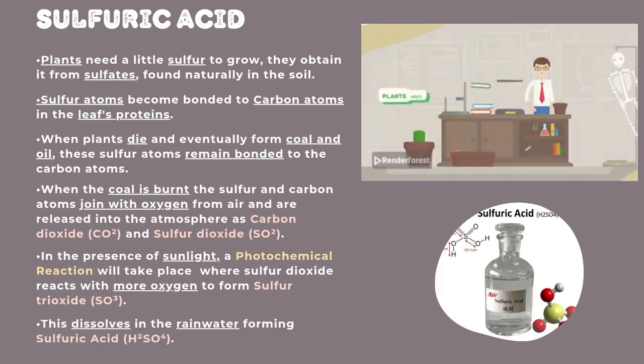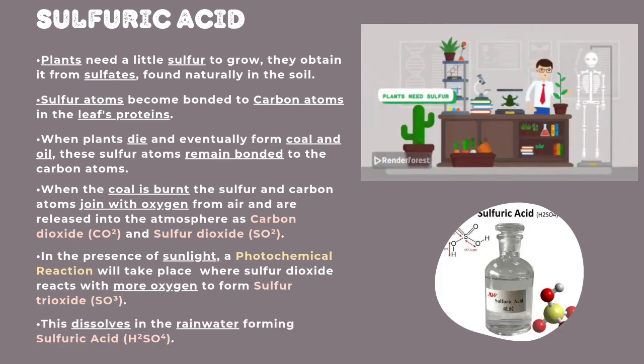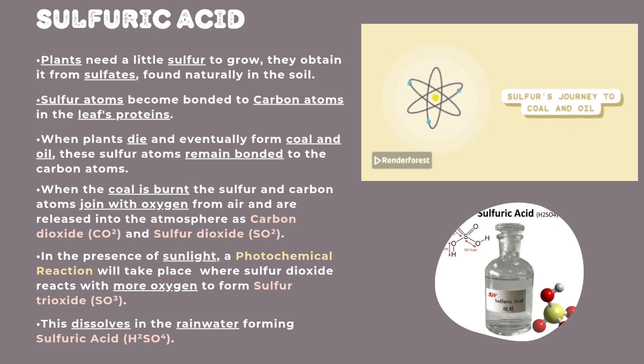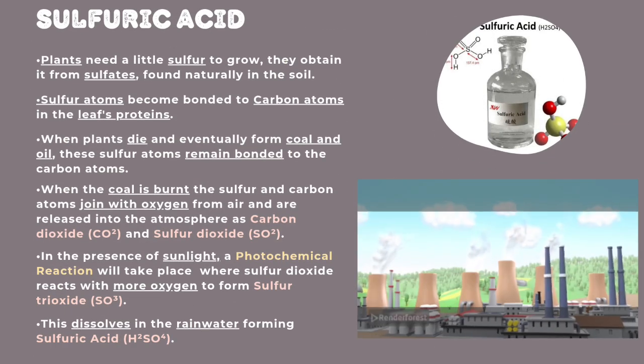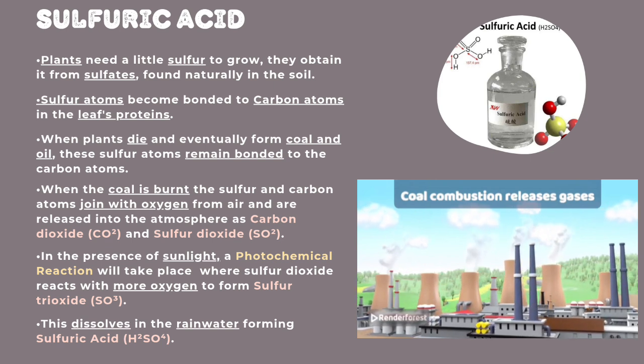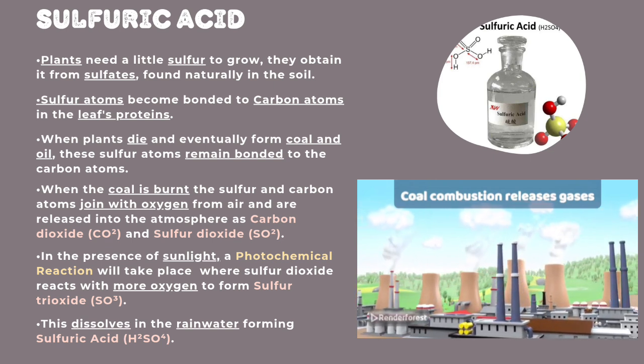Sulfuric acid. Plants need a little sulfur to grow. They obtain it from sulfates, found naturally in the soil. Sulfur atoms become bonded to carbon atoms in the leaf's proteins. When plants die and eventually form coal and oil, these sulfur atoms remain bonded to the carbon atoms. When the coal is burned, the sulfur and carbon atoms join with oxygen from air and are released into the atmosphere as carbon dioxide, CO2, and sulfur dioxide, SO2.